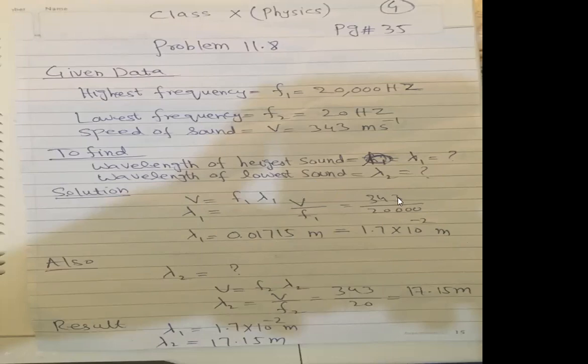The wavelength of the lowest sound is noted with lambda 2. Again, I will use the same formula, V is equal to F2 multiplied by lambda 2, because I want to find the wavelength for the lowest sound. To separate out lambda 2, V divided by F2. This time I will not put 20,000 for F2, because I want to find lambda for the lowest frequency. That's why I will put 20 hertz. The speed will be the same, 343 divided by 20. In this case, 17.15 meter is the wavelength of the lowest sound.